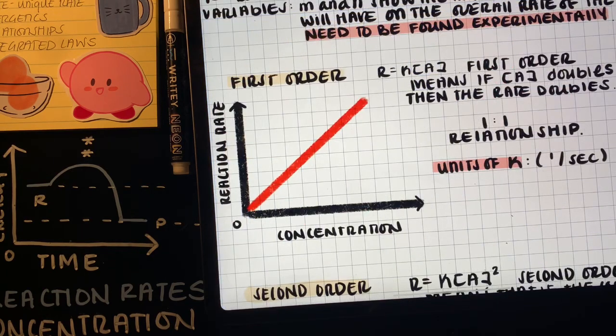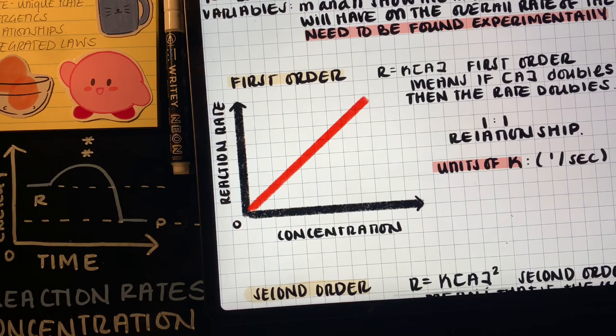So our first example of rate order is first order. This is when M or N equals 1. So we can see in that case, K times the concentration of A raised to 1, but we don't really have to write it. Now, first order is all about that relationship between concentration and reaction rate is 1 to 1. So if we double the concentration, we're going to be doubling the rate as well.